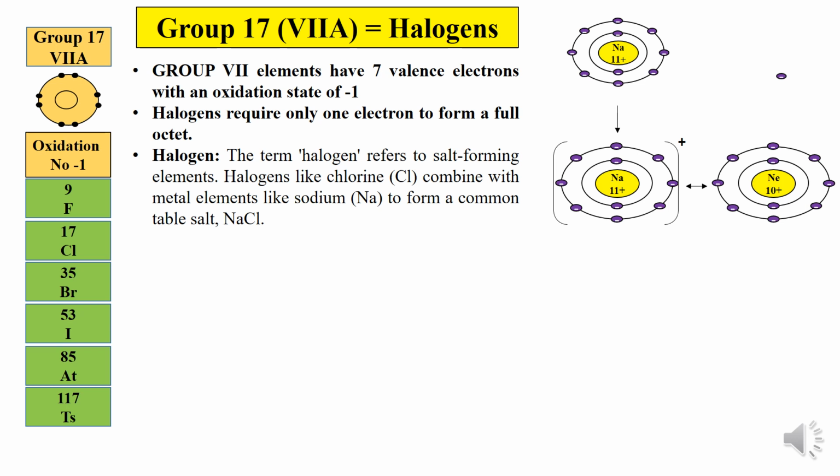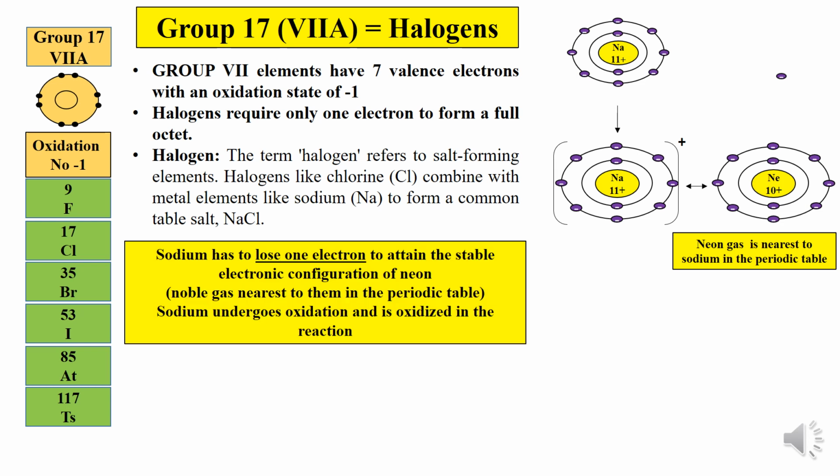So what is the driving force? The driving force for sodium to lose the outermost valence electron is to attain the stable electronic configuration of the noble gas that is nearest to it in the periodic table. Neon is the noble gas nearest to it in the periodic table. That is why it loses only 1 valence electron. So sodium has to lose 1 electron to attain the stable electronic configuration of neon, because, as I already mentioned, of the noble gas nearest to them in the periodic table. So sodium undergoes oxidation and is oxidized in the reaction.